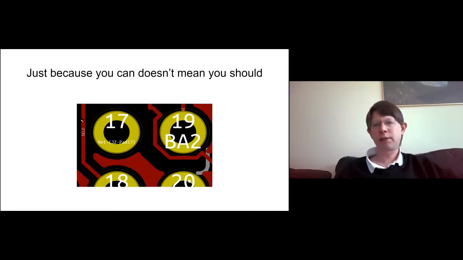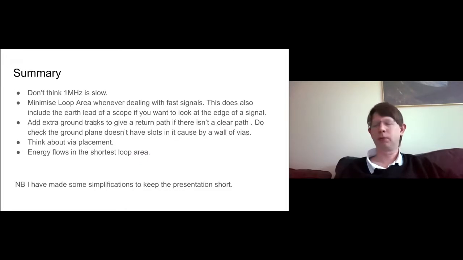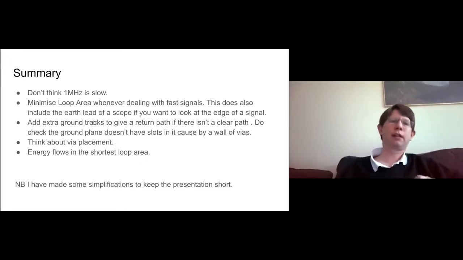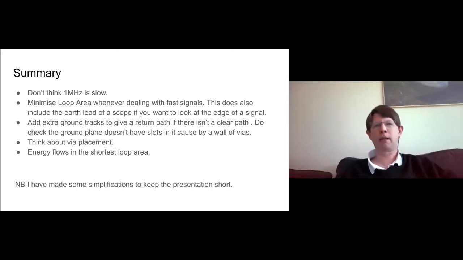So I have whizzed through my little simple thing here about keeping your loop area small. And so the big thing here is, just because you're using a 1 megahertz clock, 1 megahertz clock is slow, but it's the edges that are important. And the fast edges will want to take the smallest loop area. And if you don't provide a small loop area for them, they will radiate.